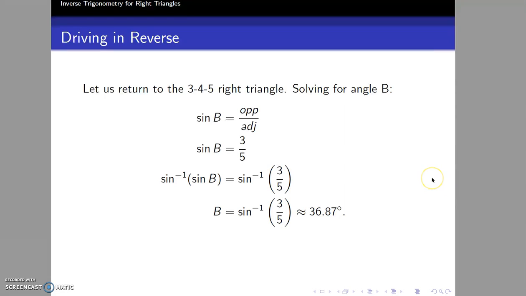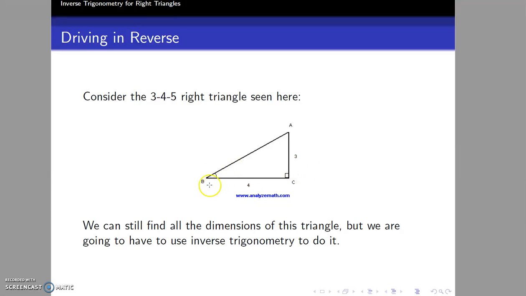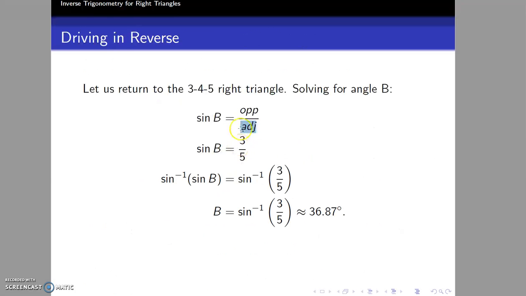So let me show you what I mean here. Looking back at that 3, 4, 5 right triangle. Oh, that's a typo right there. Opposite over hypotenuse. Sine is opposite over hypotenuse, right? Sine of angle B is 3 over 5. Opposite over hypotenuse, so it's 3 over 5. But we're not done, right?